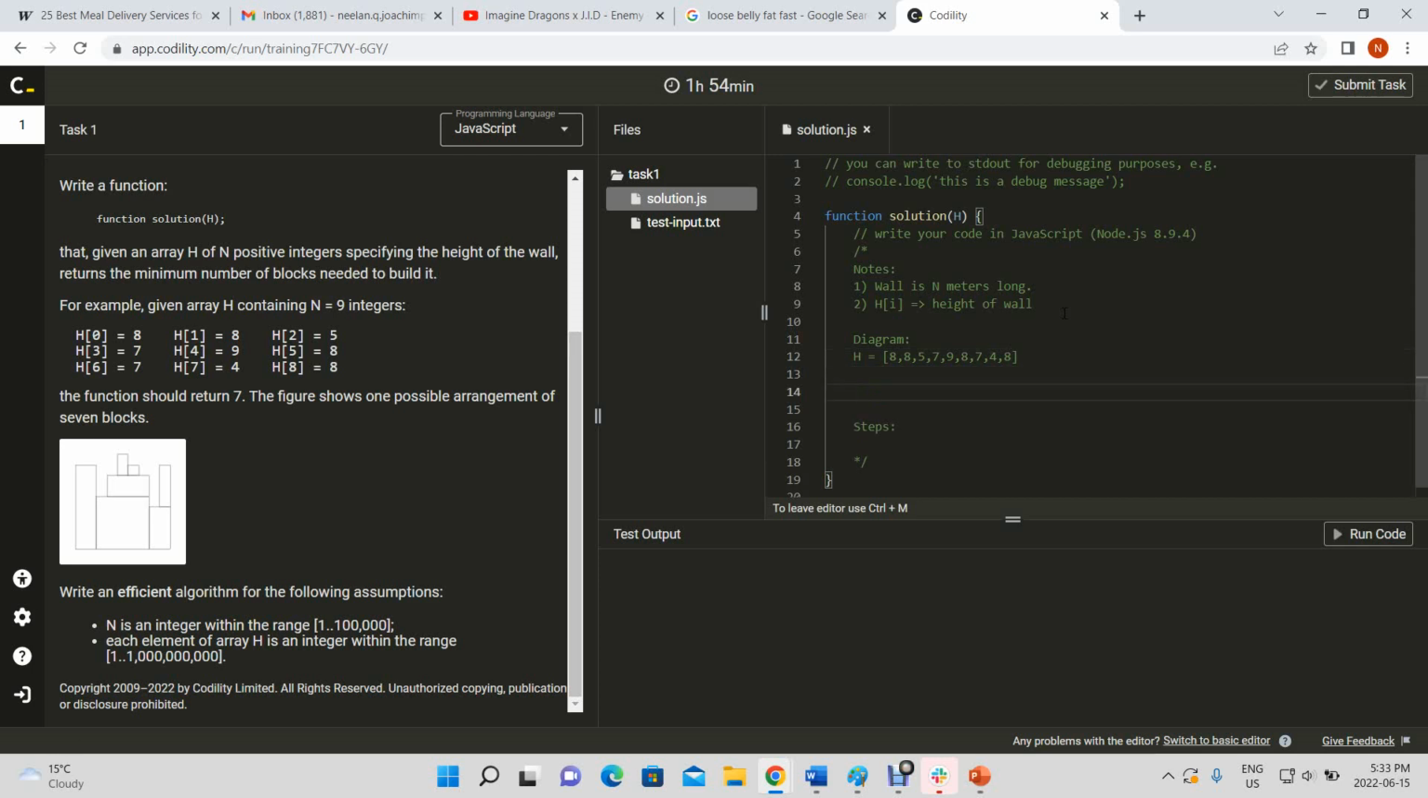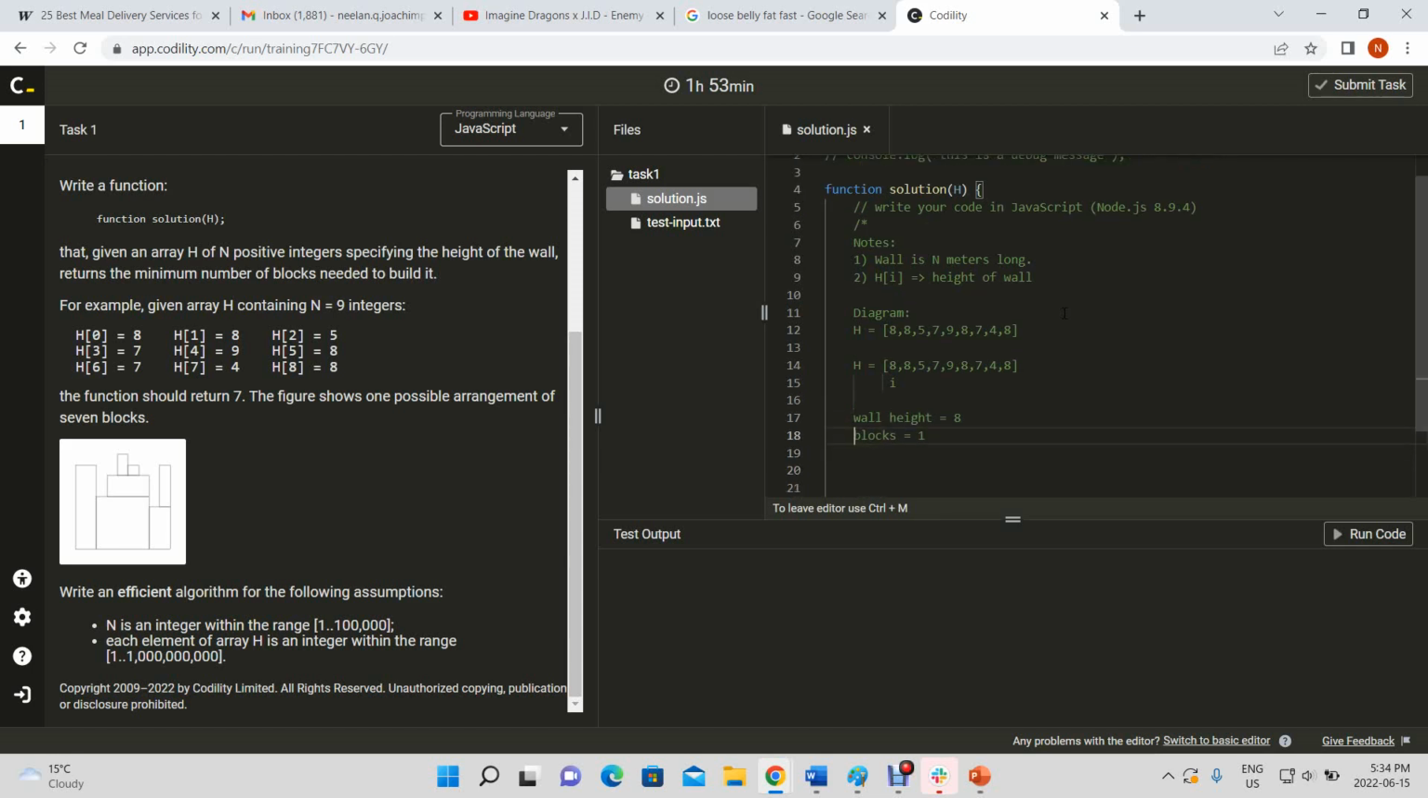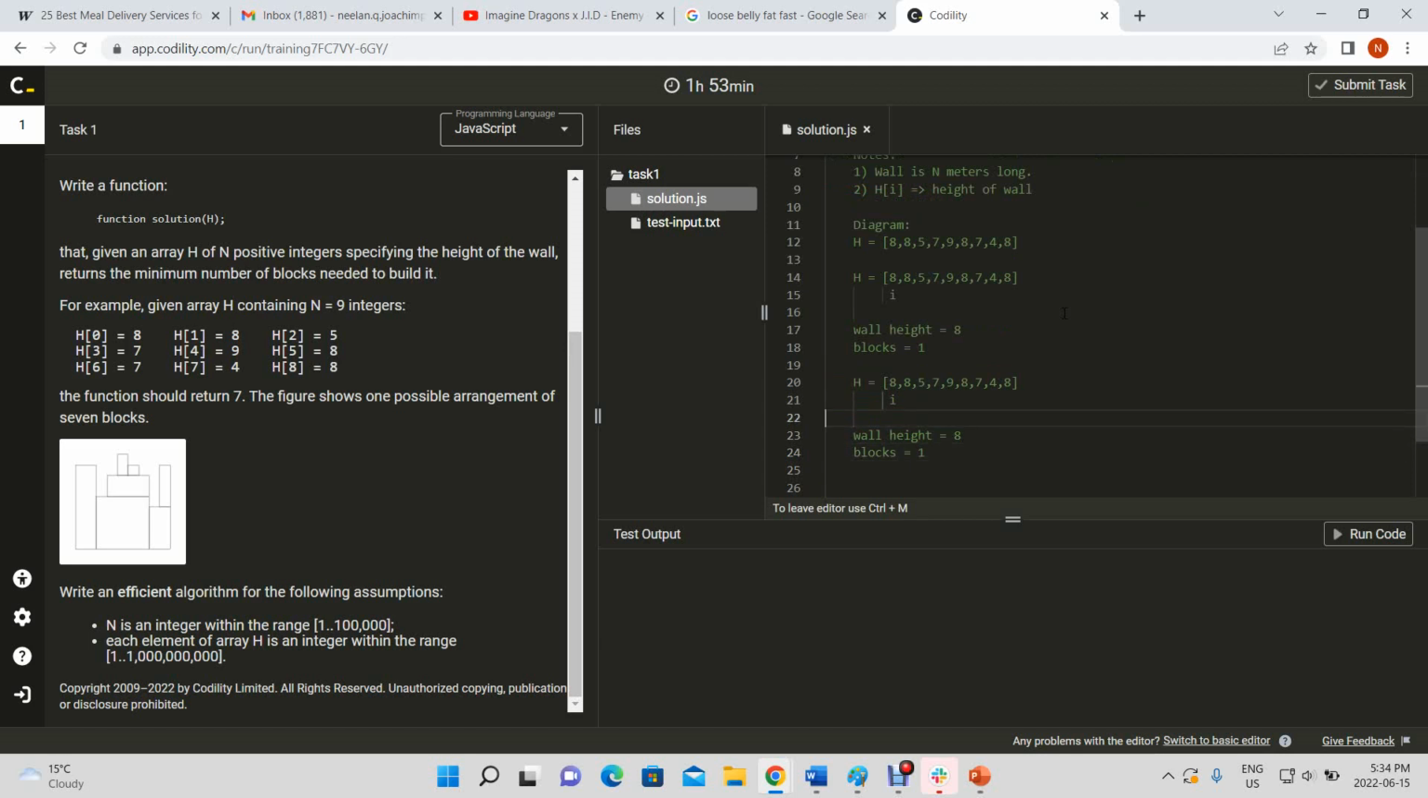Alright, so we start off at the first point. So we'll have a pointer, which is i, right? So wall height is equal to 8, blocks is equal to 1, right? We go to the second point, wall height is equal to 8, and we're still on the same block.